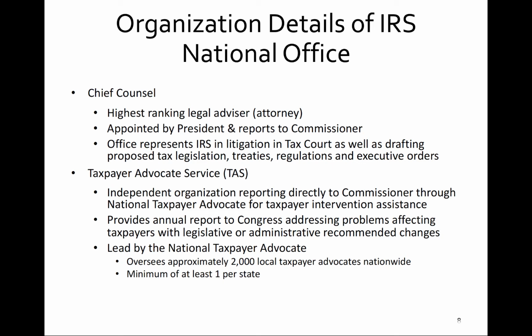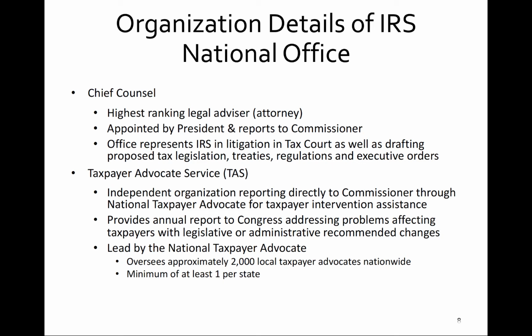Taxpayer Advocate Service, I mentioned that. This is something that directly reports to the Commissioner, and it's an independent organization. Just as the title suggests, it's to help with taxpayers and be an advocate for them within the IRS. We all think of the IRS as a very scary, intrusive organization, right? You think, okay, they're going to come to your door, they're going to knock on your door, they're going to get their money. Well, the taxpayer advocate is there to help taxpayers go through the IRS process.